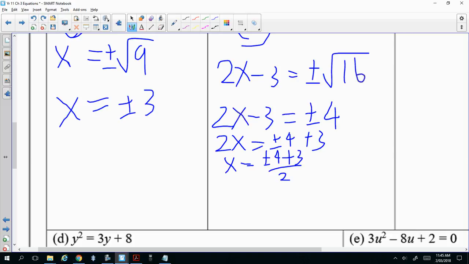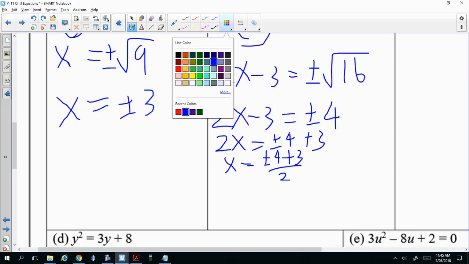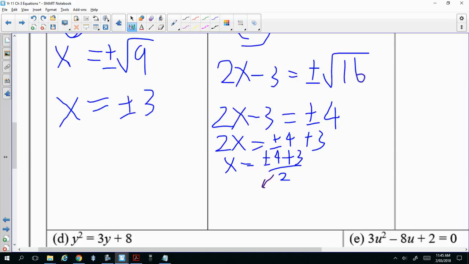And then what do we do with the plus or minus? The plus or minus indicate there are 2 different answers. The first answer will be just 4 plus 3 divided by 2. The second answer will be negative 4 plus 3 divided by 2. That's what the plus or minus mean. There are 2 different cases.